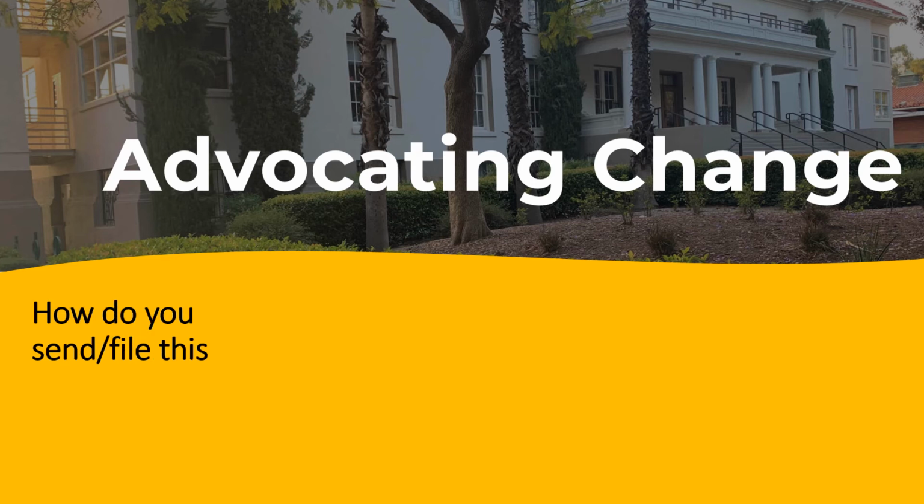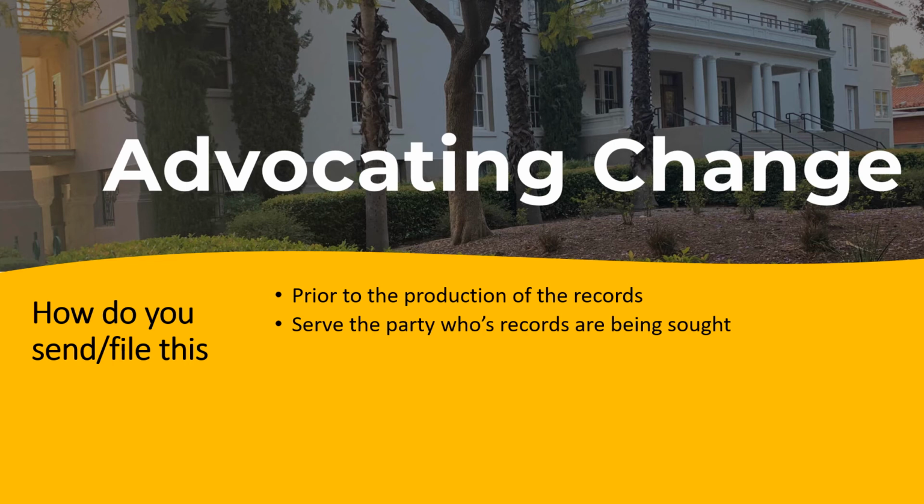How do you send or file this? Prior to the production of records, you have to serve the witness with the proof of service stating that the consumer has been served, or furnish the witness a written authorization to release the records being sought, signed by the consumer or his attorney of record. Therefore, prior to the date of production, the notice to consumer or employee of the subpoena for personal records shall be given notice as follows.